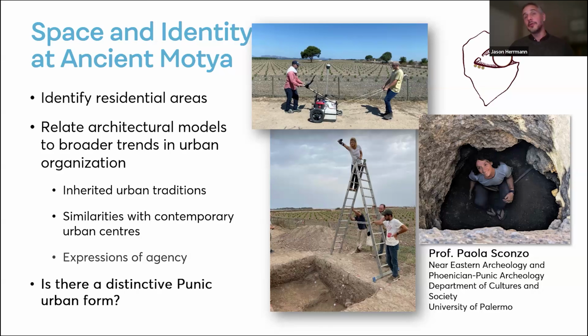So we took a landscape approach to identify residential areas. We wanted to understand what the shape of this city was, how it was laid out, and whether there is a distinctive picture of what an urban Punic center looks like.